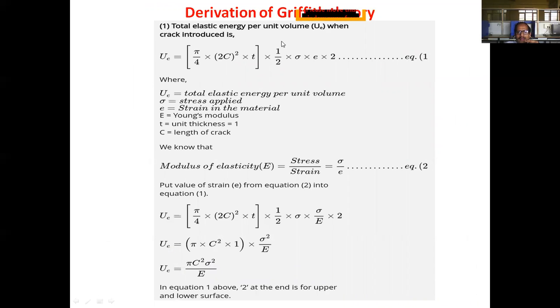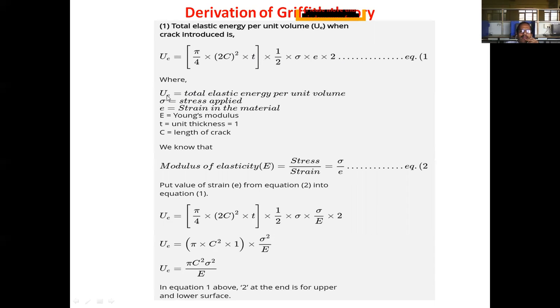Then accordingly he derived a formula for the critical stress to initiate or propagate a crack. The first formula we need to write is the total elastic energy per unit volume, UE, when a crack is introduced. UE is equal to pi by 4 into (2c) square into T, where T is the thickness, into half of the stress applied into e, the strain created in the material. This is the well-known formula for total elastic energy per unit volume. This is our equation 1.